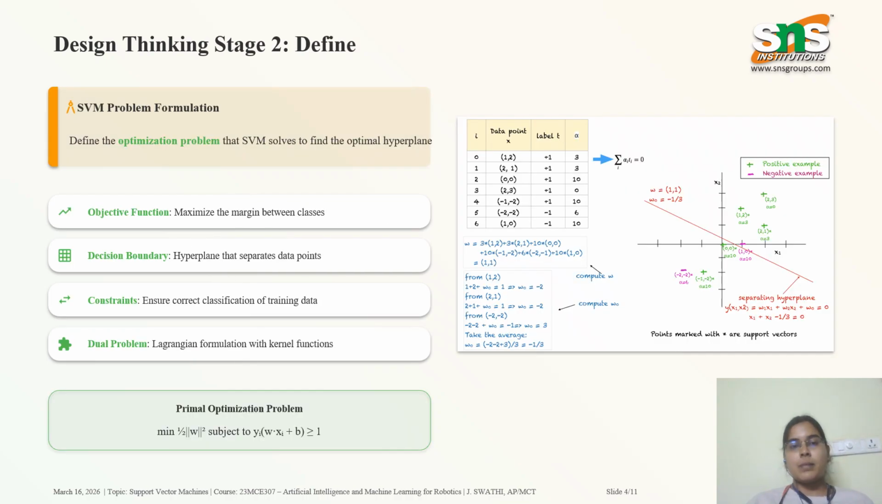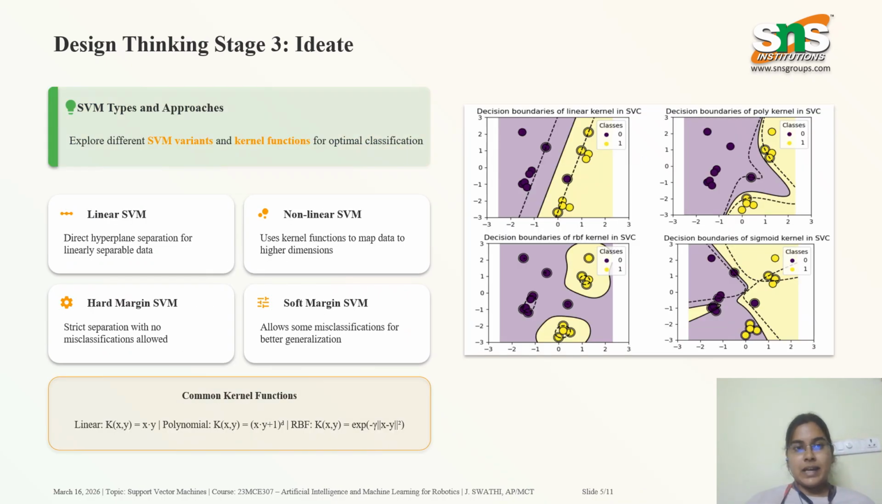Coming to the defining stage, SVM defines an optimization problem that is solved to find the optimal hyperplane. The objective is to maximize the margin between the classes so that the decision boundary can be made optimal. The decision boundary is nothing but the hyperplane which separates the data points, and the constraints ensure correct classification of the training data. And the dual problem, the Lagrangian formulation with the kernel, goes for higher dimensionalities.